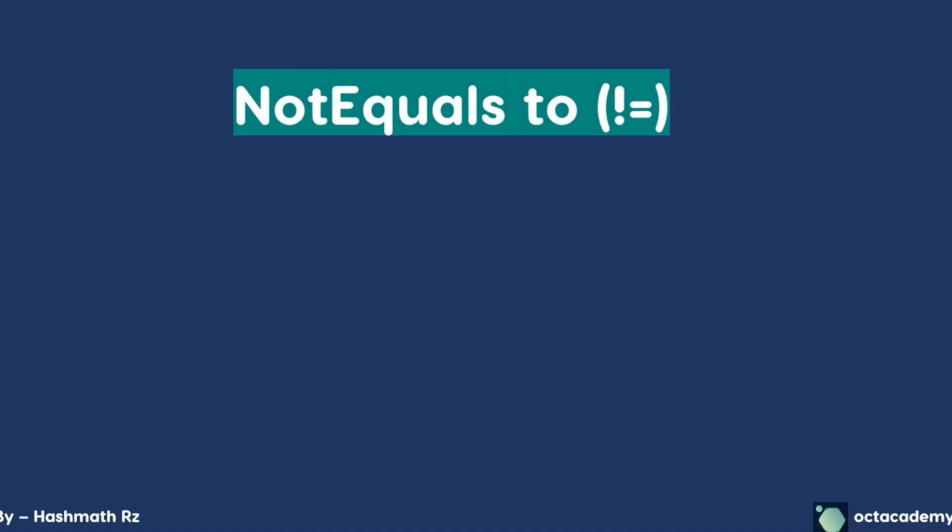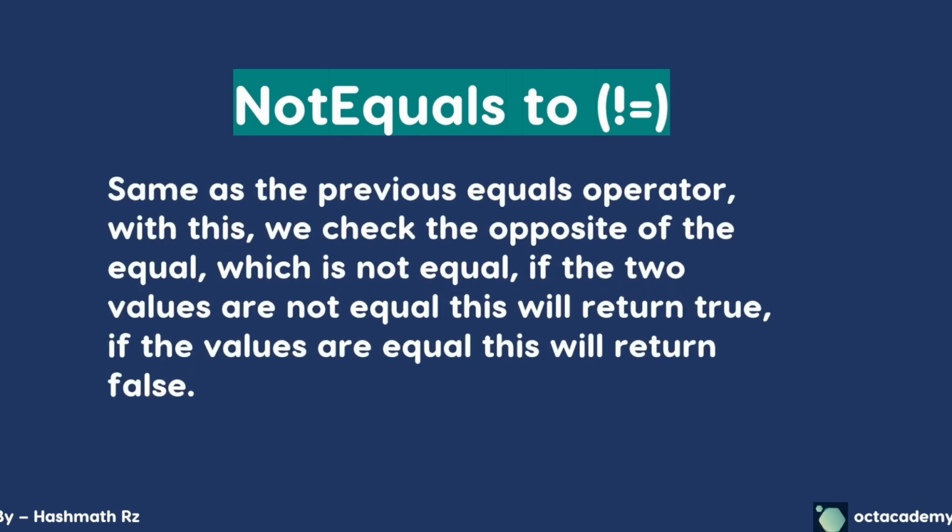Alright, let's move on to the next operator, which is not equals to. This is the opposite of the equals operator. With this we can compare if two values are not equal. Same as the previous equals operator, with this we check the opposite of equal, which is not equal. If the two values are not equal, this will return true. If the values are equal, this will return false.